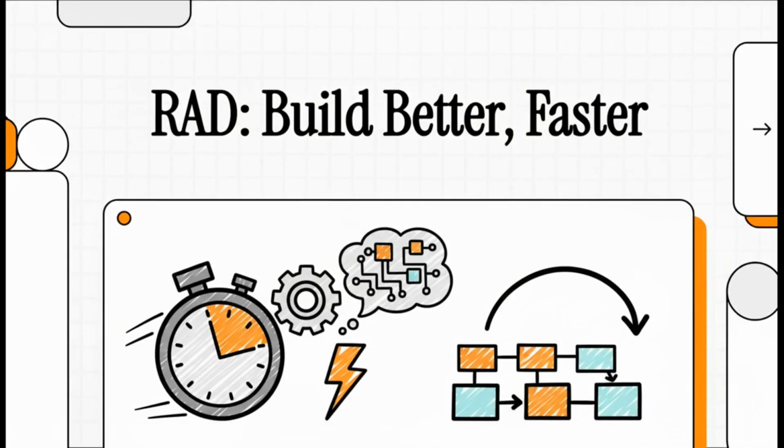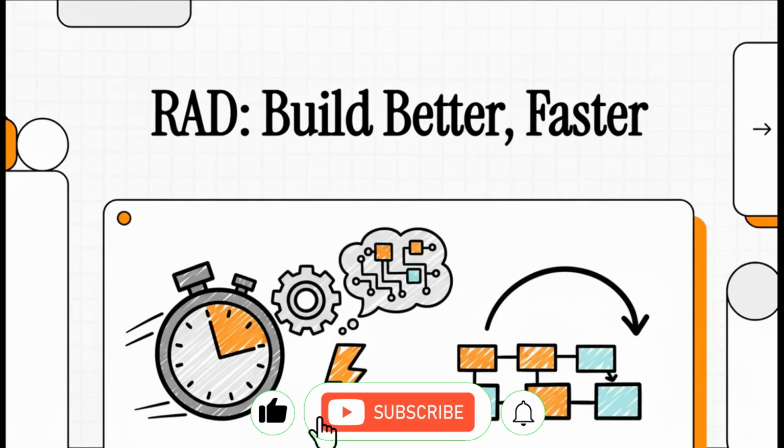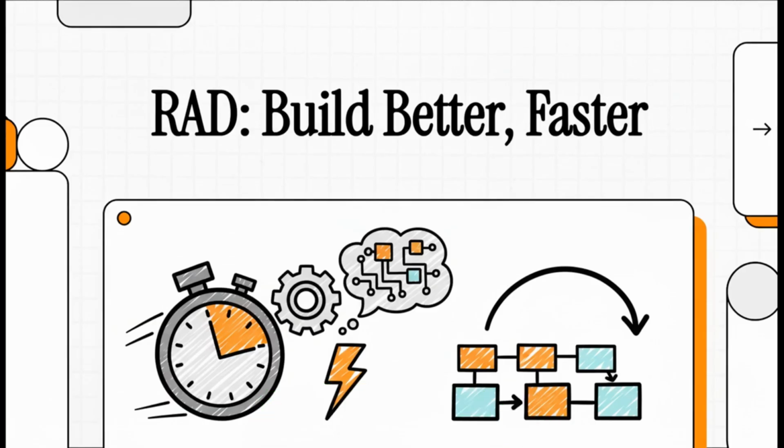So, today we're going to dive into a software development model that's all about one thing: building better and building faster. It's a whole philosophy that puts speed and flexibility right at the center, so you can deliver what people actually want, right when they want it. Welcome to the world of RAD, or Rapid Application Development.